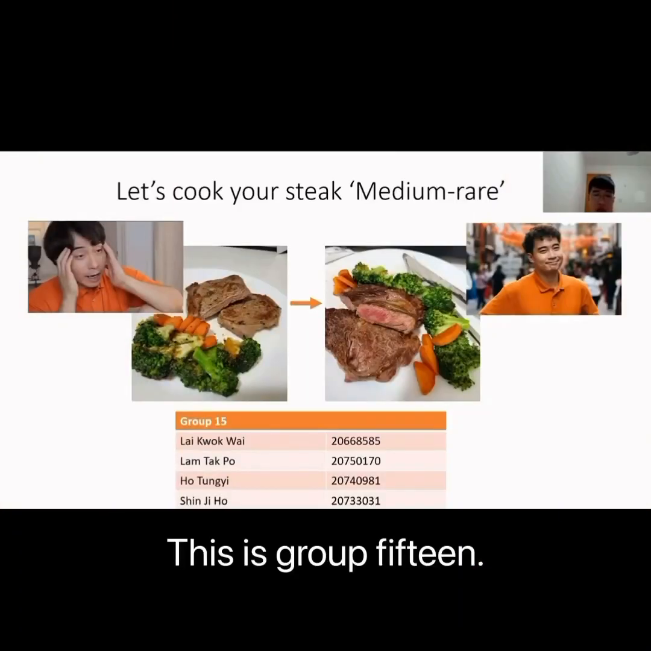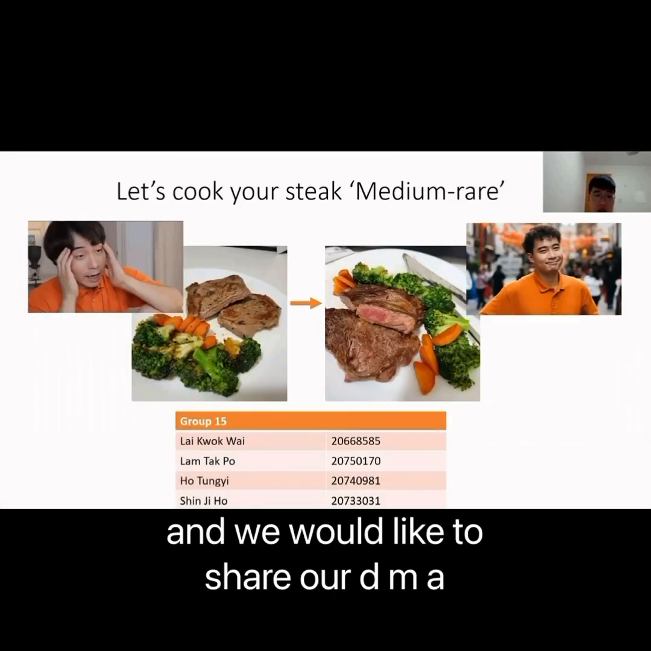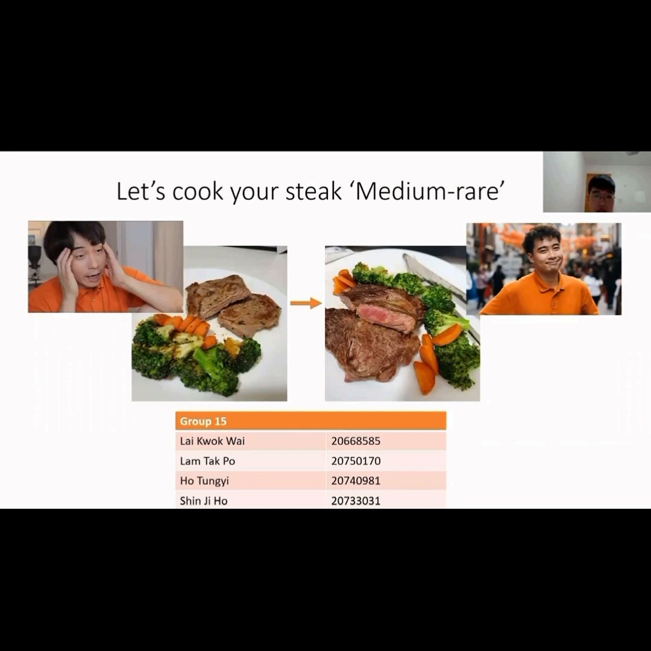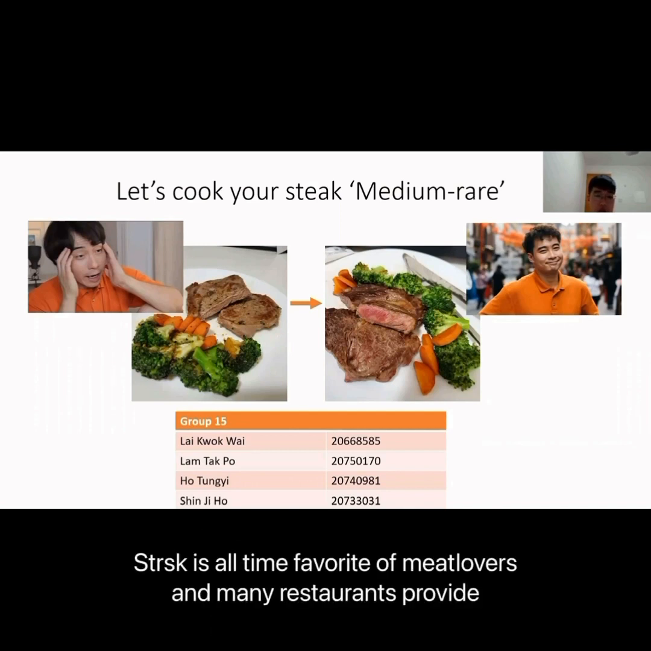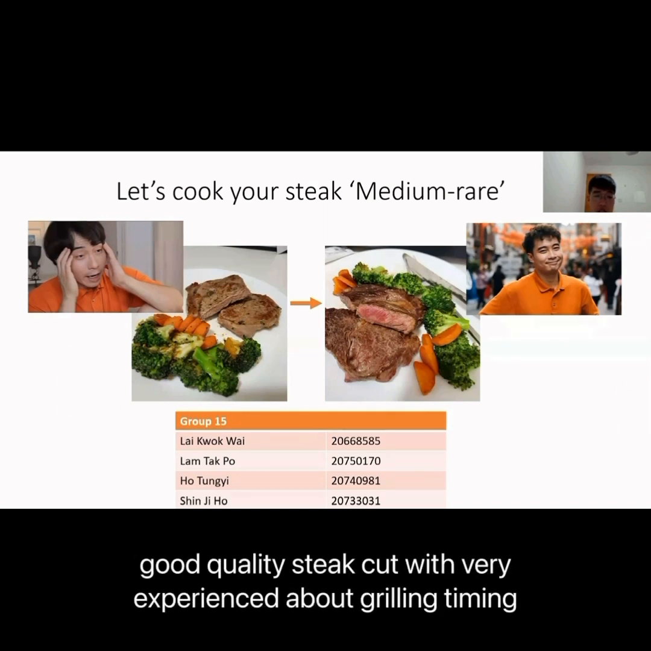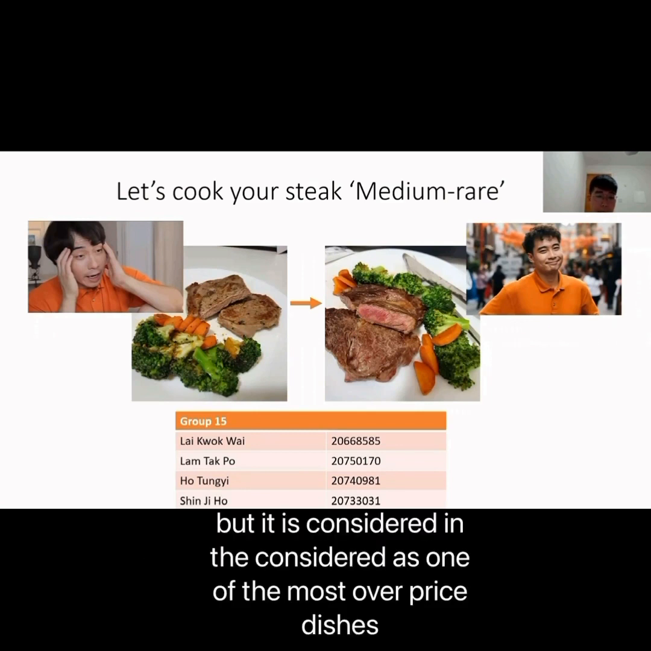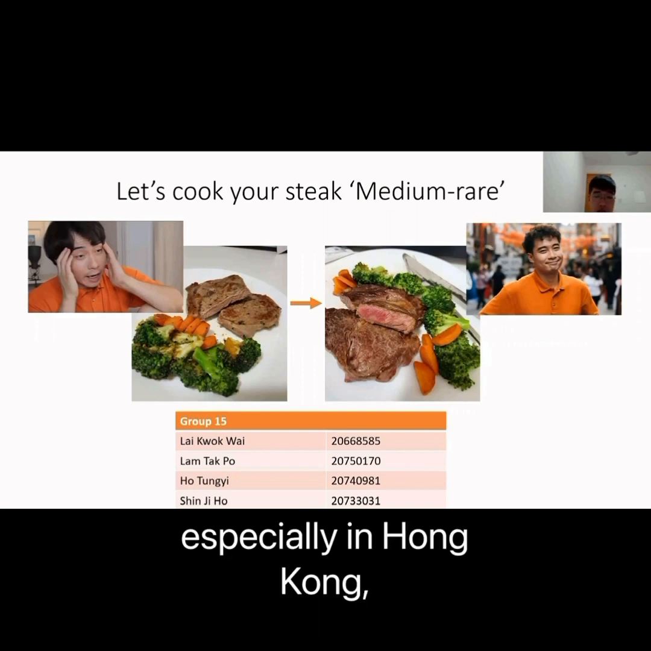This is Group 15 and my name is Jiho, and we would like to share our DMAIC analysis on how to cook your steak medium rare. Steak is an all-time favorite of meat lovers, and there are many restaurants providing good quality steak cut with very experienced grilling technique. But it is indeed considered one of the most overpriced dishes, especially in Hong Kong.